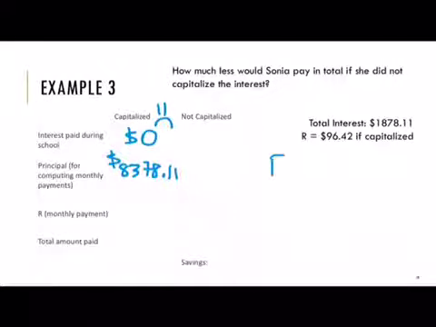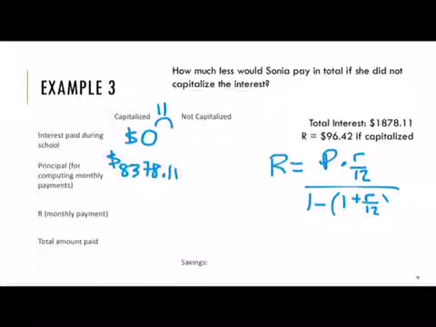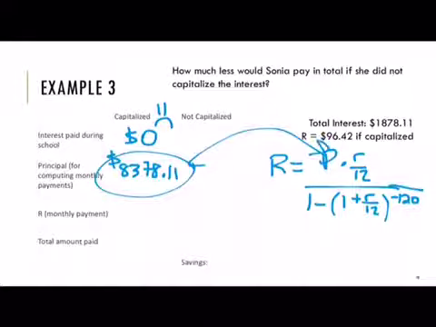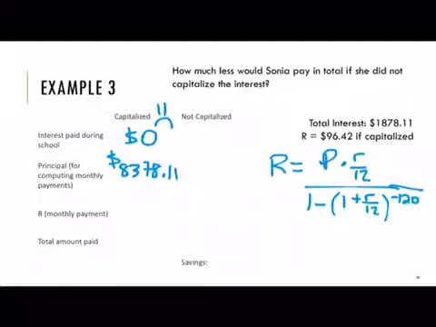Okay, we went through and used that formula for R, so let me remind you of what this is. You're going to want to have this handy for this problem as well. R is principal times rate divided by 12, and all of that divided by 1 minus 1 plus R over 12 to the negative 120th power. So we used 8,378.11 as the principal and found that the monthly payment was $96.42.